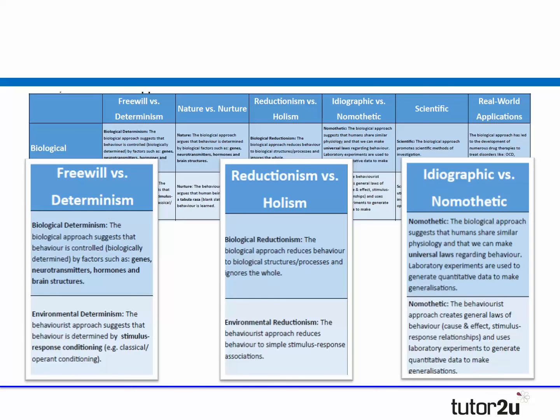Take one more, ideographic versus nomothetic. Both of these approaches take a nomothetic approach. The biological approach suggests that humans share a similar physiology, and therefore we can make universal laws about human behaviour. And the behaviourist approach tries to generate general laws of behaviour, cause and effect types of responses in relation to stimulus and stimulus response relationships. Both the approaches use lab experiments. They both try and gather quantitative data, and they both try and generalise this behaviour to humankind, so to speak.